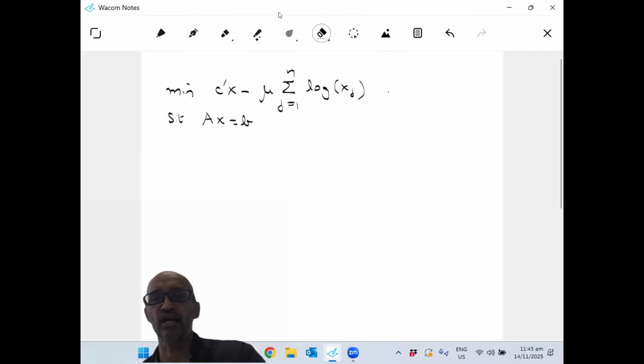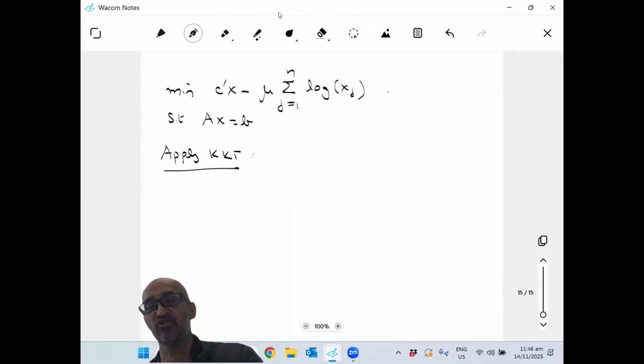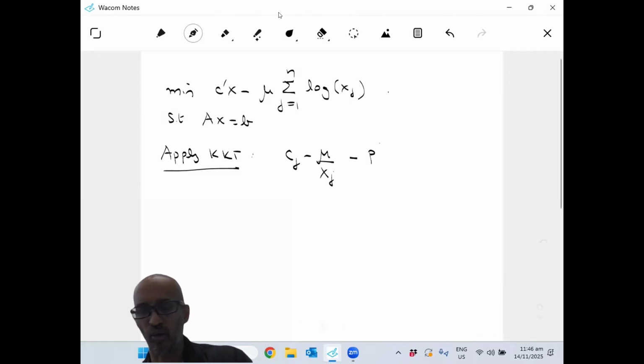So what is KKT telling me? Apply KKT. Take the derivative with respect to any variable, let's say the jth variable. I'll get Cj minus mu times the derivative of log of xj, which is 1 by x. So it's mu by xj, and because p is a free variable, minus p transpose times the jth column Aj, equal to 0.